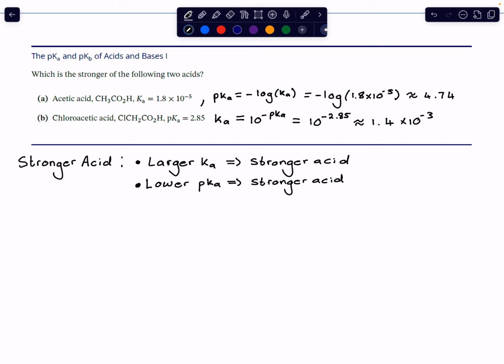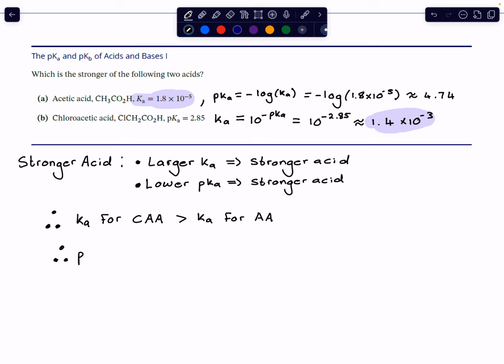That is essentially what you want to get to. So therefore, if we compare these things, let's first compare the Kas. The Ka for acetic acid is 1.8 times 10 to the negative 5, and for chloroacetic acid it's 1.4 times 10 to the negative 3. So that means the Ka for chloroacetic acid is larger than the Ka for acetic acid.